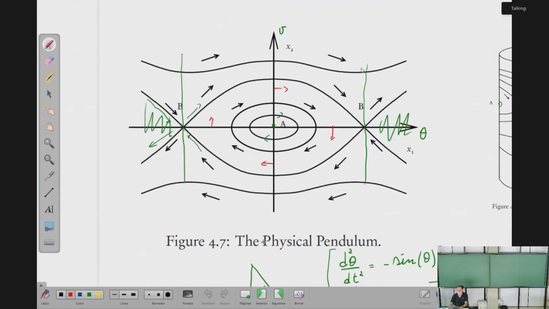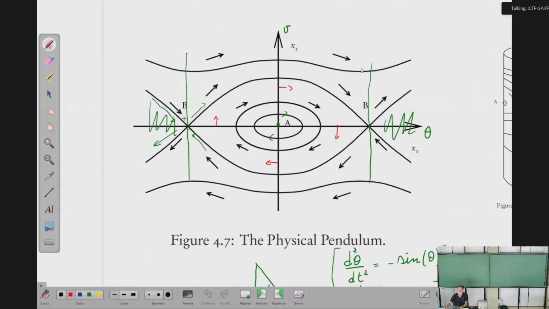Here, in this case, the point is unstable because whatever neighborhood I take here, the solution will go away in this direction and this direction, or in the negative direction will go away in this other direction. And these points are stable because if I take a neighborhood here, the solution will stay around there in a neighborhood like this. Okay? So this is stable.